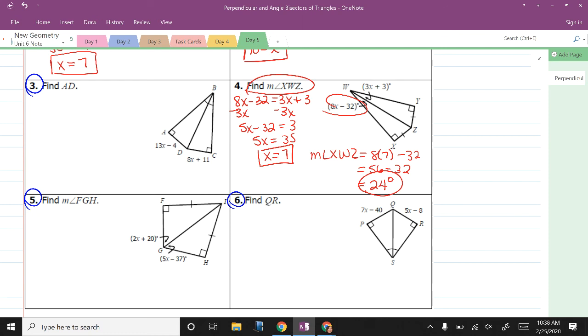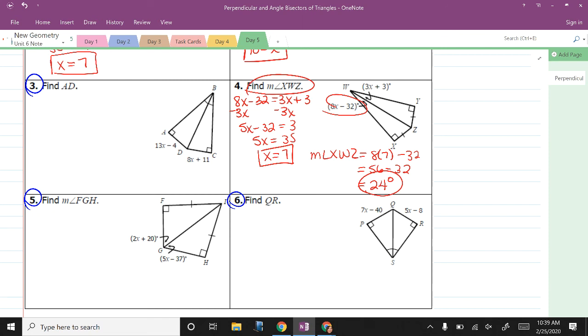All right, so we skip to number 5. On number 5, what do we get for x? 19. And on number 5, you're looking for the measure of FGH, which is the whole thing, isn't it? So how do you find the measure of that whole big angle? Well, you could plug in 19 for x on both of them and add them together, or you could do it to one and double it, right? So what did you get for the total angle measure? 116 what? Degrees. Raise your hand if you got 116 degrees. Do I need to work that for anybody?